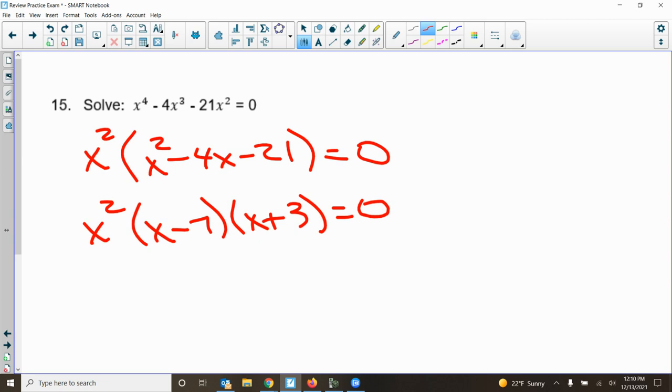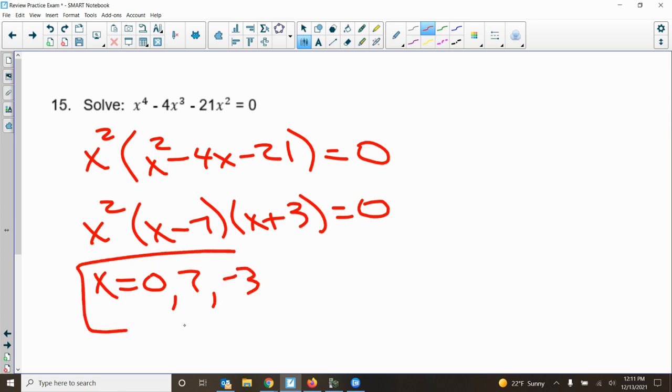So now what are my solutions? Be careful. Plus 2 and minus 2. Well, 7, negative 3, and what makes x squared 0? 0, right? This gives me a double solution of 0. This gives me a solution of 7, and this gives me a solution of negative 3. I was right to a certain extent. Don't forget that 0 out front.